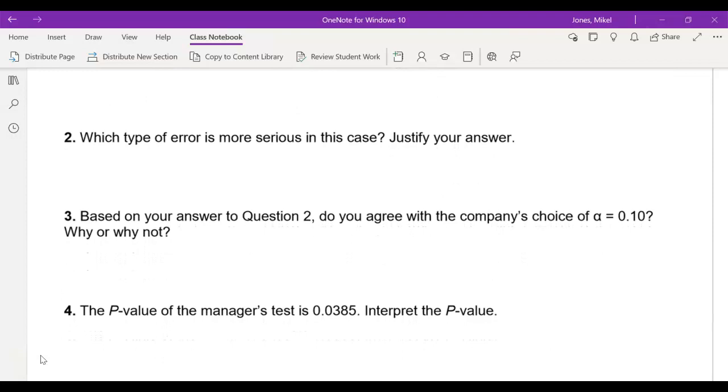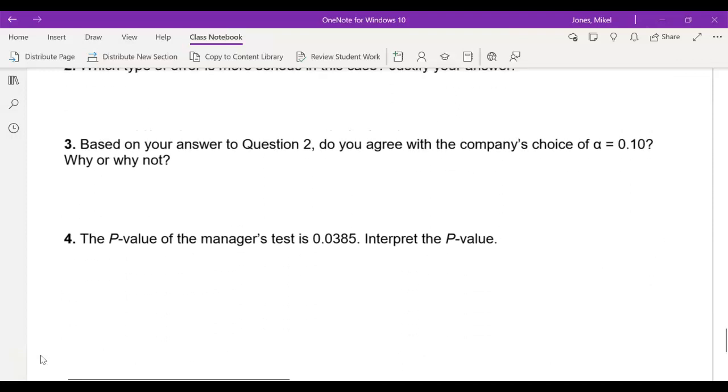So based on the answer to number 2, do we agree with the company's choice of an alpha level of 10%? And so this has to do with the type 1 error, right? If the type 1 error is a really serious error, we would want to reduce the probability of it. So we would want to choose a smaller alpha level. But I think an alpha level of 10% is okay because, again, I personally think that it would be better to have a type 1 error than a type 2 error.